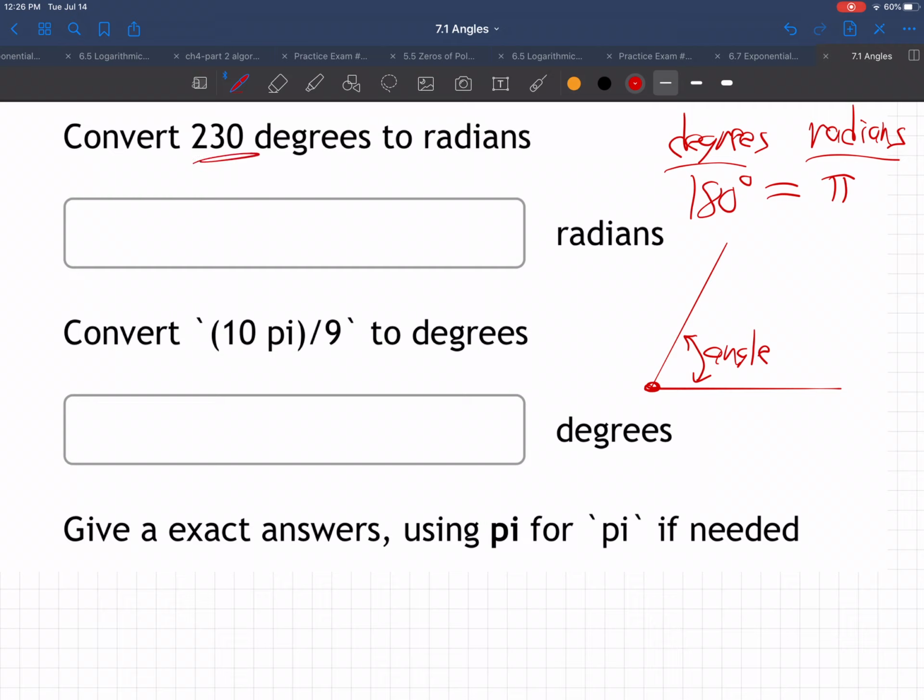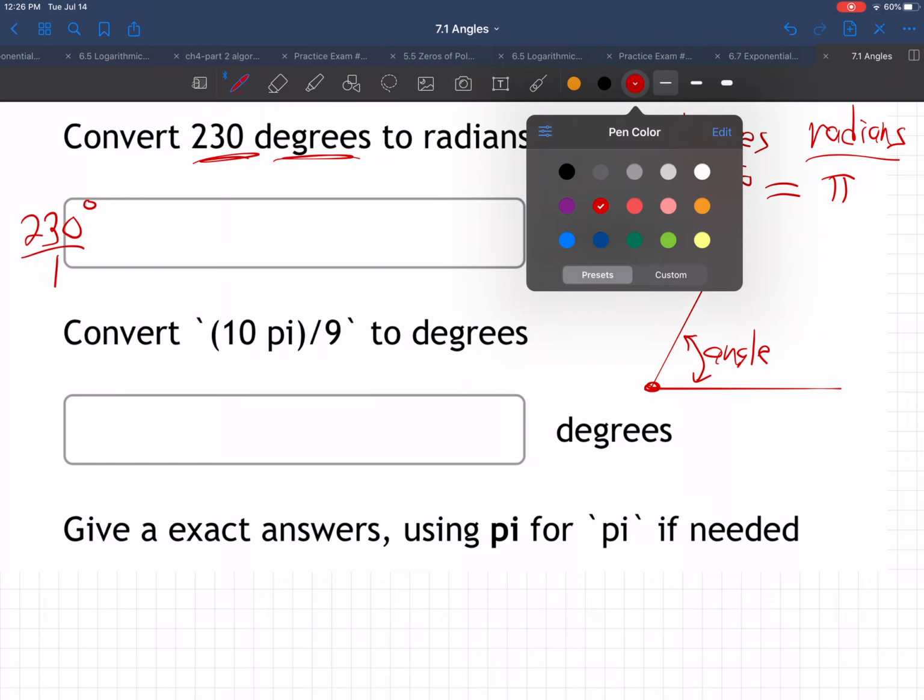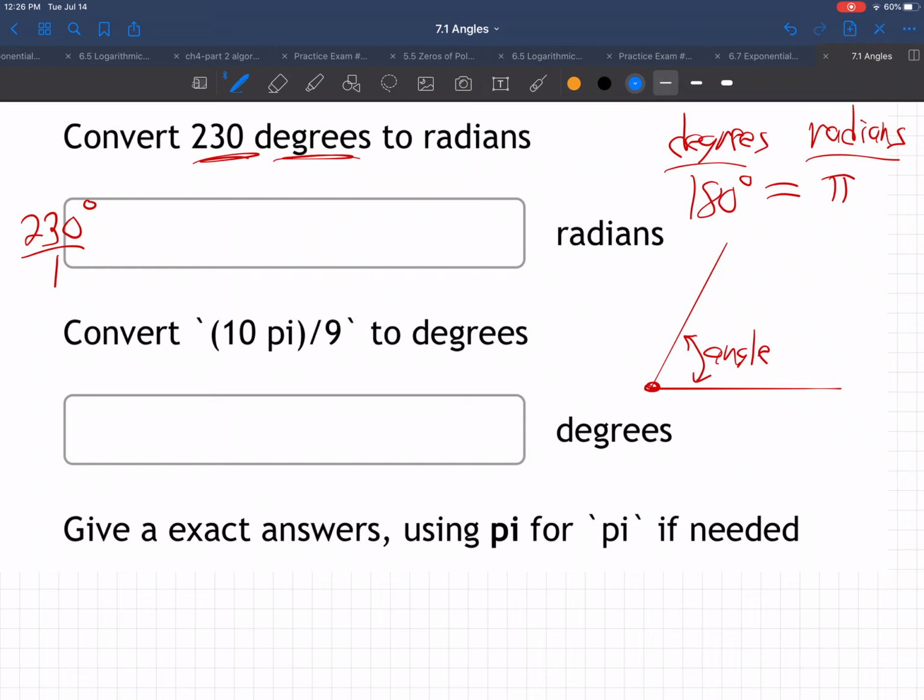Here we go. 230 degrees to radians. So I'm going to take 230 degrees, and what you do is you put it over 1. This is how you convert units. I learned this in chemistry, actually, not a math course. To convert units, you put it over 1, and then you multiply by another fraction. And the fraction is going to be these guys, always. But the question is, how do you know which one goes on the top or the bottom? Is it the 180 on the top, pi on the bottom, or vice versa? Well, it depends. It's going to be different for these two examples.